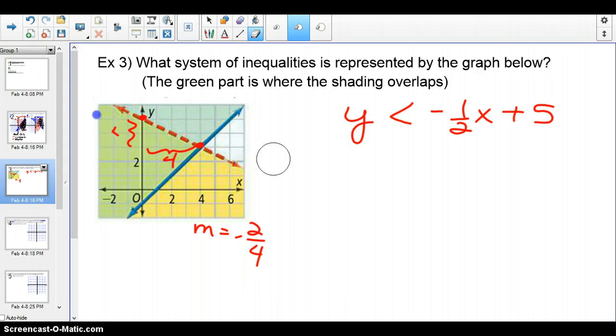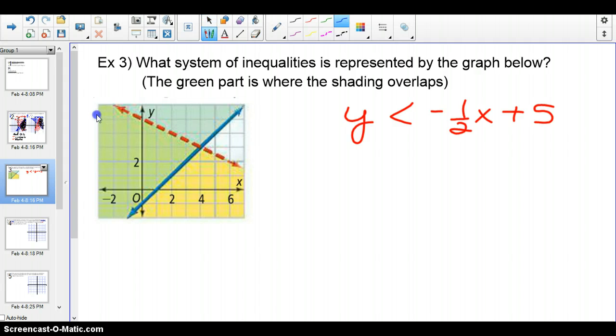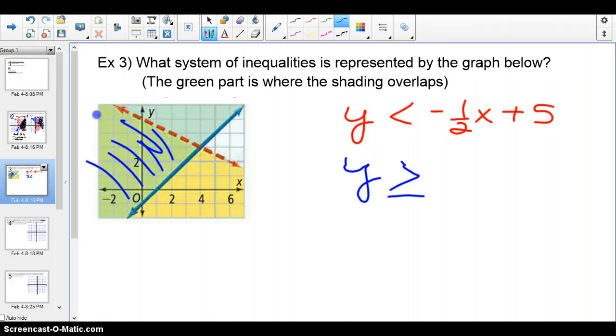Now you have to find the equation of the blue. So again, you know you're going to have y. And think about the shading. If the solution area is up here, then that means that you would have to be shading above the blue line, which means y would have to be greater than. And notice that the blue line is solid, so you can put an equal sign under there.